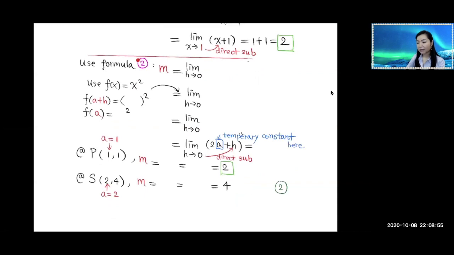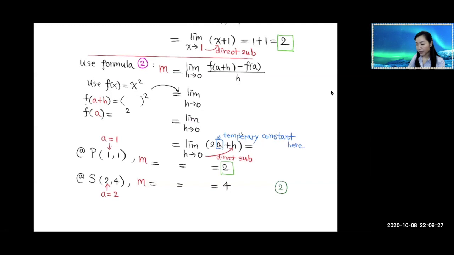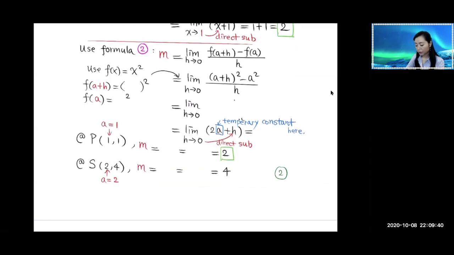Now let's use the second formula to calculate the slope of the tangent at the same point. That's equal to the limit as h approaches 0 of f of a plus h minus f of a over h. That was the second formula. Now we're going to use f of x equal to x squared. So f of a plus h is a plus h squared, and f of a is a squared.